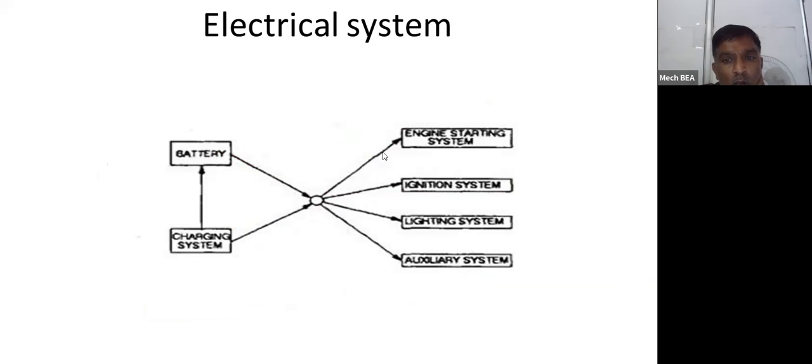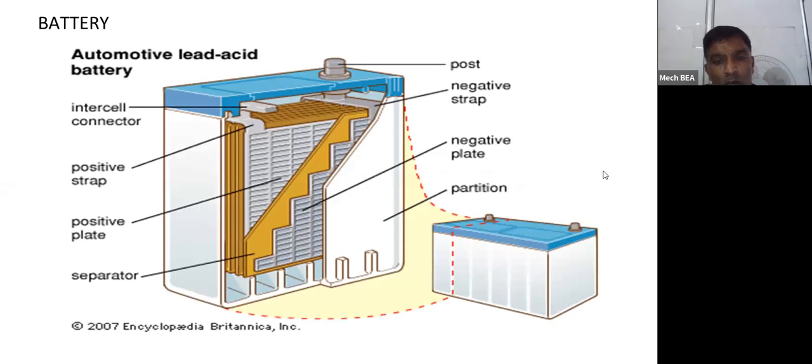So basically in the electrical system, this one is the battery, charging system, and these many particulars with respect to the electrical system: engine starting system, ignition system, lighting system, and auxiliary systems. Okay, so this is the battery. You can see the structure of the battery. So wait for a minute.